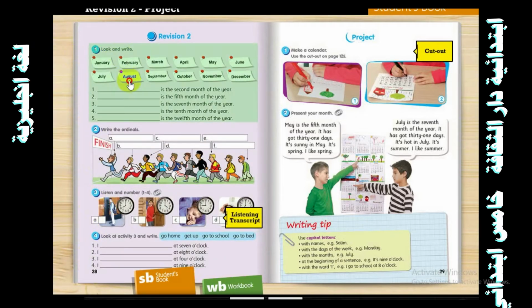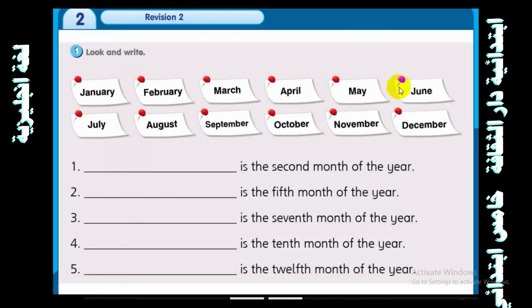Let's start with activity 1. What is it about? What are these? Yes, they are months. And let's revise months together quickly. I want you to repeat after me quickly. January, February, March, April, May, June, July, August, September, October, November, and December.